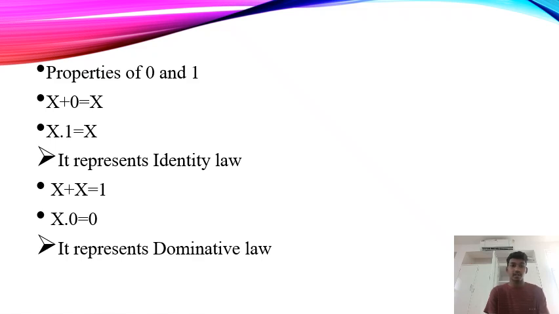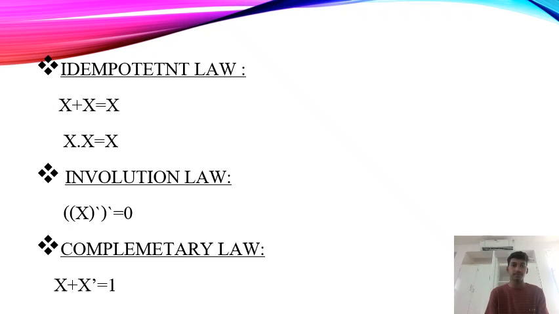And the next one is x plus x dash is equal to 1. We assume that x is equal to 1, so 1 plus 1 is equal to 1. x into 0 is equal to 0. Anything multiplied with 0 is always 0.